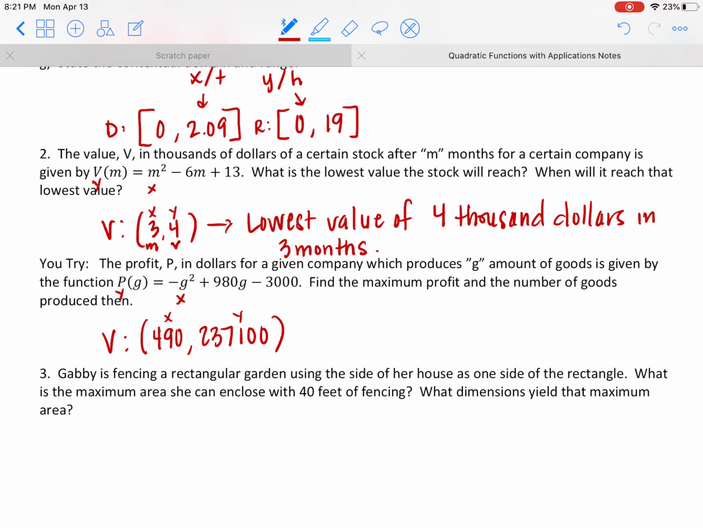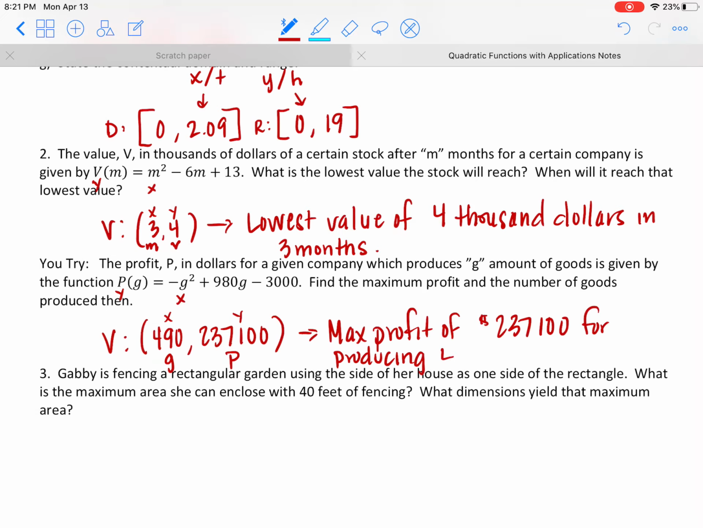Now we just have to interpret. So again, normally this represents an x and a y, but in our function, in place of x we have g, and in place of y we have p of g, or just p. So that means the 490 represents a g value, or a number of goods, and the 237,100 represents a p value, or a profit value. So this tells me that there is a max profit of $237,100 for producing 490 goods, whatever it is they're producing.